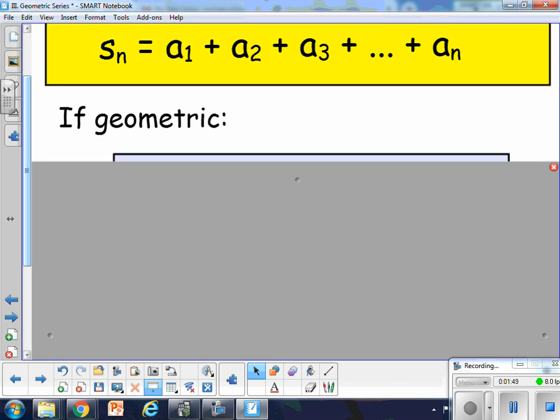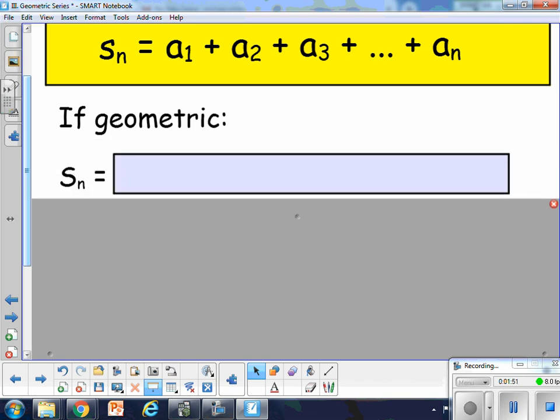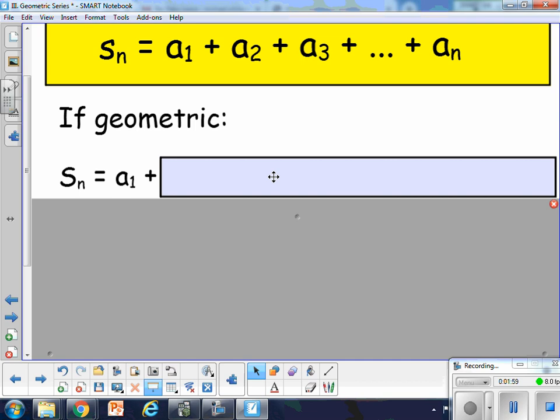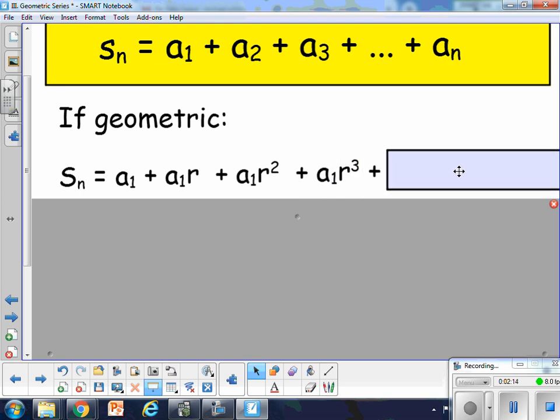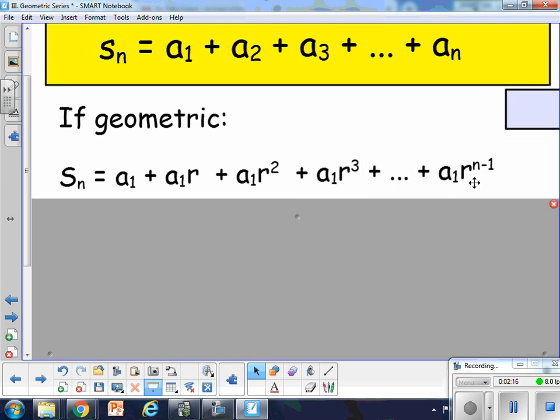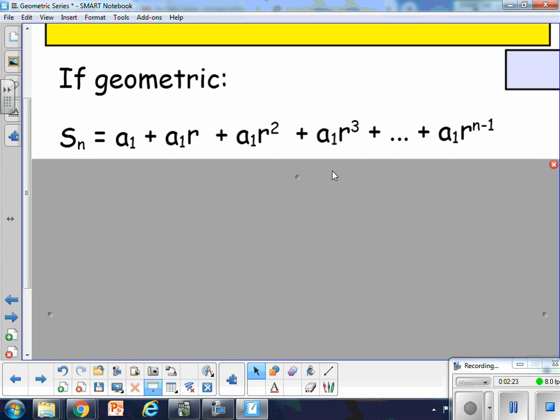But when you're dealing with the geometric sequence, the sum of the terms is going to be the first term, plus the second term. And remember in geometric, the second term is just the first term times r. And then the next term is just multiplying by r again, so that's why it's r to the second power, and then multiplying by r again, and so on until you get out to the nth term. And that's basically just what our explicit formula said the nth term is: a1 times r to the n minus 1. Okay, so that's what we want.